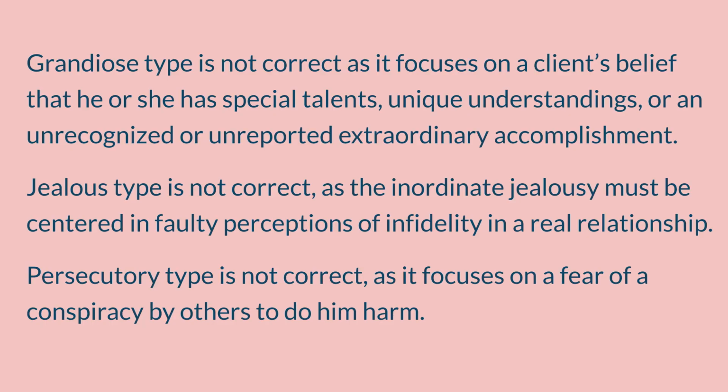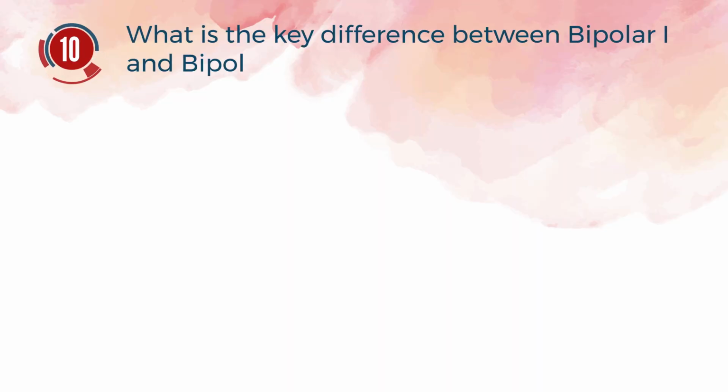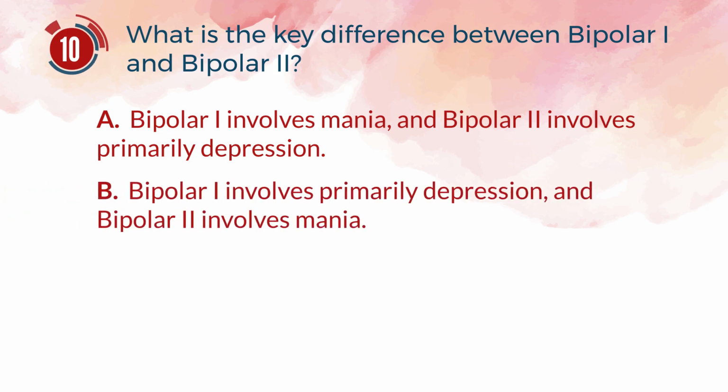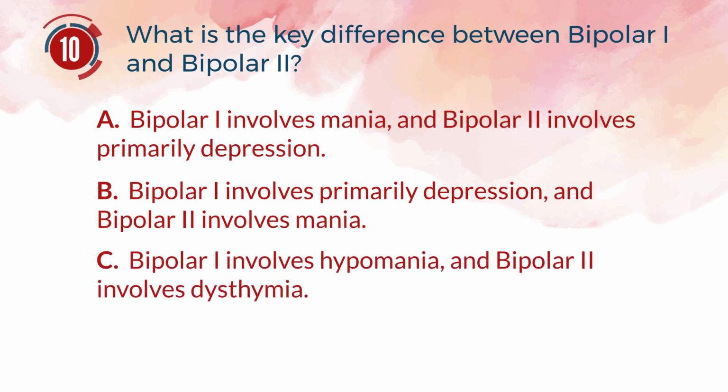Number 10. What is the key difference between bipolar 1 and bipolar 2? A. Bipolar 1 involves mania, and bipolar 2 involves primarily depression. B. Bipolar 1 involves primarily depression, and bipolar 2 involves mania. C. Bipolar 1 involves hypomania, and bipolar 2 involves dysthymia. D. None of them. The correct answer is A. Bipolar 1 involves mania, and bipolar 2 involves primarily depression.